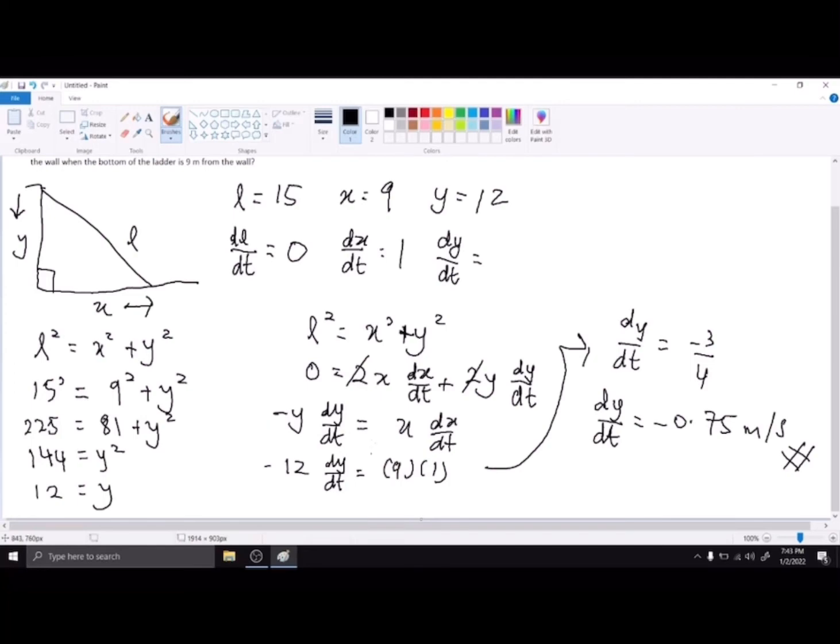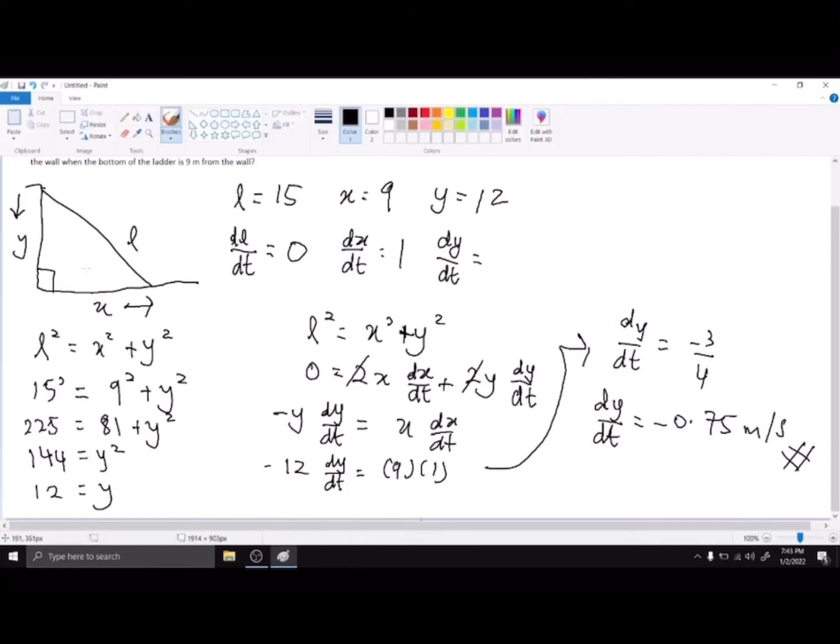So then we just simply replace with the information we have. Negative 12 dy over dt equals 9 times 1. So 9 divided by negative 12 is simply going to be negative 3 over 4. Convert it to decimal and we're going to have dy over dt equals negative 0.75. The unit will be meter per second.